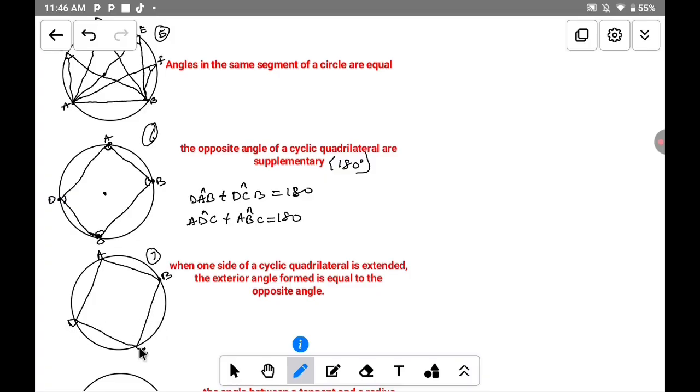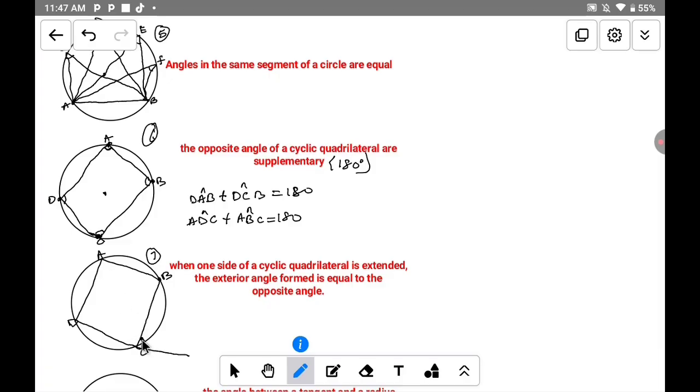So when one of the sides is extended, it should extend out. For example, the line that is coming to this place is extended out to this part. So the angle that forms at this point is equal to what? The opposite angle. This is called the opposite interior angle. The angle that forms at this exterior angle here is equal to the opposite.